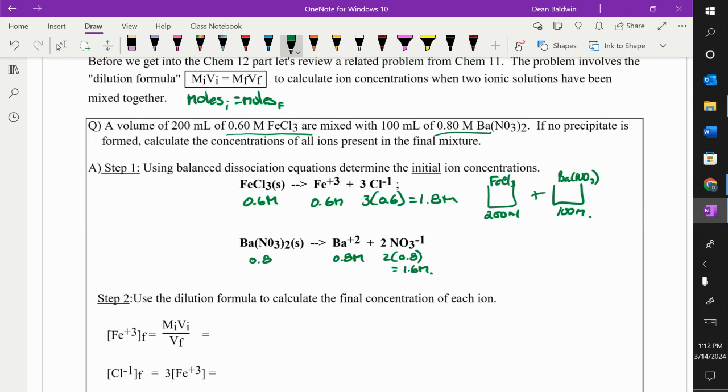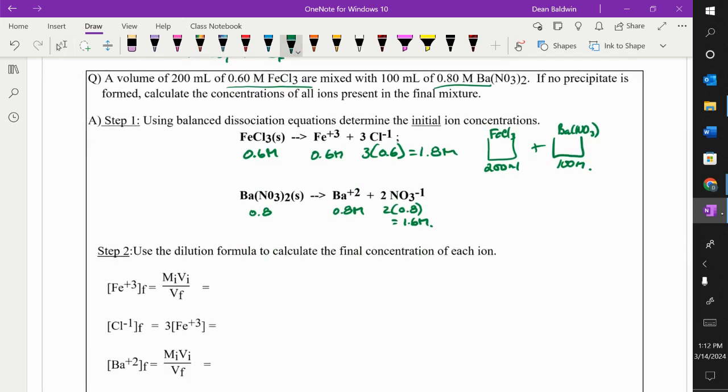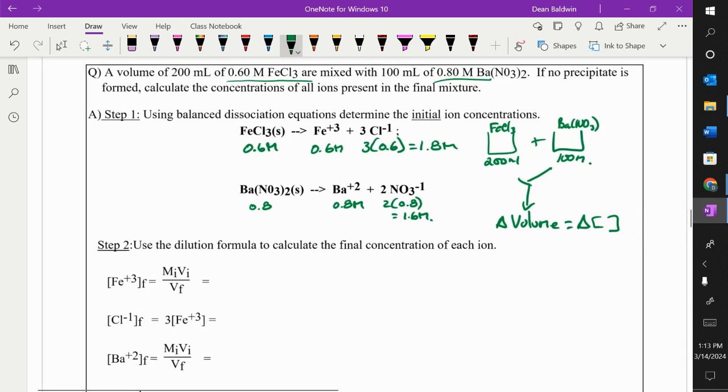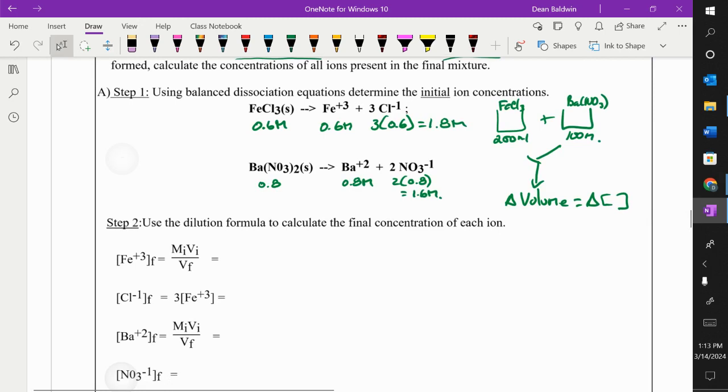Then we mix them together. The concentrations are going to change. Why did the concentrations change? Because the volume is changing. We're mixing 200 plus 100 to increase it to 300. So we're essentially diluting it. So when you mix them together, the volume changes, which equals a change in concentration. So we have to calculate the new concentration, and that's when you use this M1V1 equals M2V2 formula.